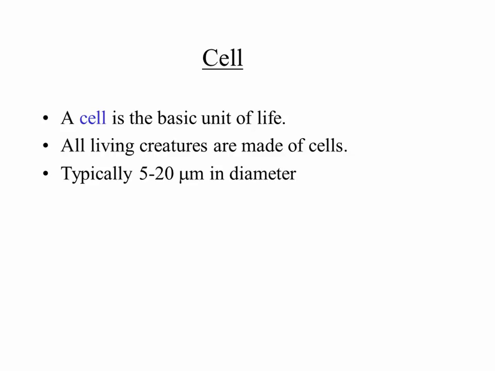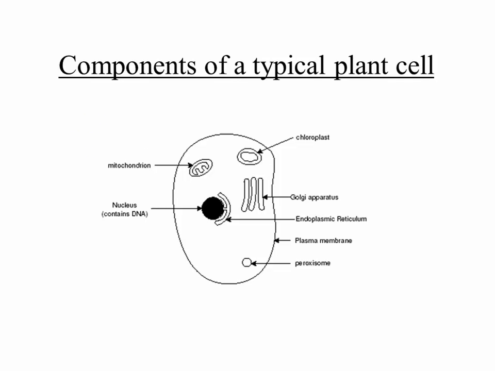Now all living creatures are made of cells, and typically, we are saying 5 to 20 micrometers in diameter, but the size range is huge. If you're looking at a frog's egg, it's about 1 millimeter in diameter. That's a pretty big cell. If you're looking at the bacteria that live in, let's say, yogurt, lactobacillus bacteria, that's really, really small, in micrometers. So there's a large variety.